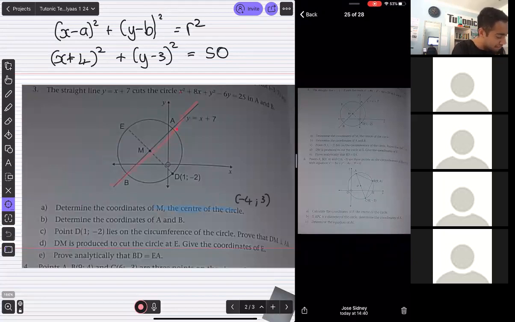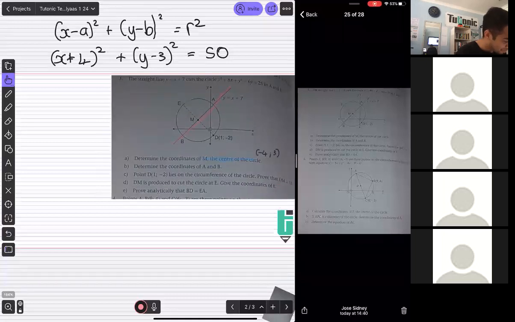Isn't A and B the intersection between the circle and the line? So what do you do when you find two things intersecting? What do you guys do? You equate the equations, right? But it's a bit difficult with the circle, right? How do you equate the circle?